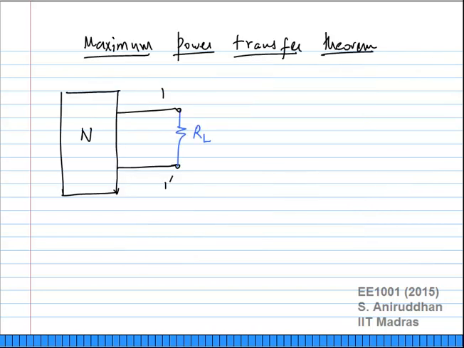Now I have this network N. I am taking any two arbitrary terminals 1 and 1 prime. They are two terminals of interest. That is all they are. I am connecting some load resistance RL between 1 and 1 prime. Now I am going to try to achieve a very specific objective. I want to deliver as much power as possible to RL.